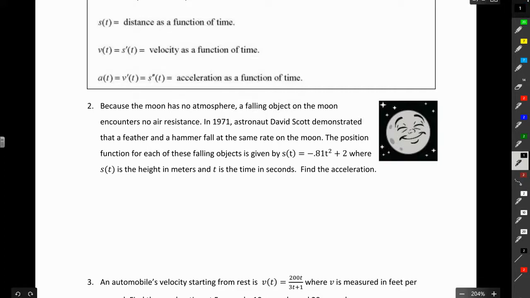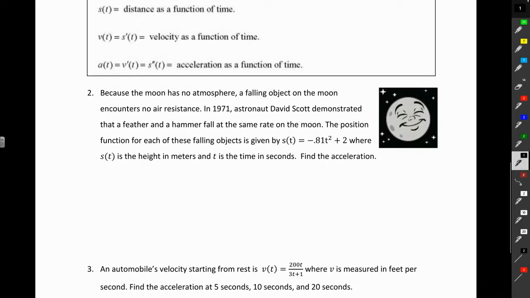Because the moon has no atmosphere, a falling object on the moon encounters no air resistance. In 1971, astronaut David Scott demonstrated that a feather and a hammer fall at the same rate on the moon. The position function for each of these falling objects is given here, where s of t is the height in meters and t is the time in seconds. Find the acceleration.